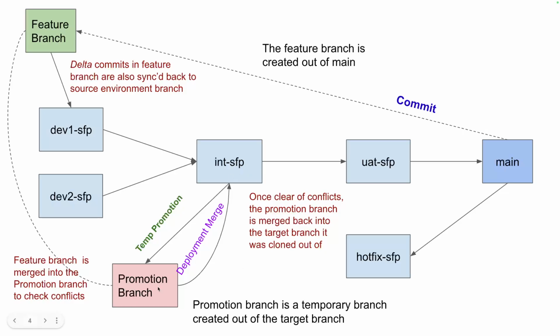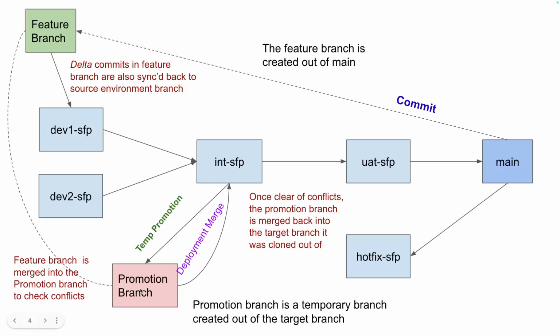So what we do is we accumulate all of our features. Let's say I'm deploying 10 user stories. They all one by one get merged into the promotion. It's like delivering one box or delivering 100 boxes. I'm going to deliver it, put them all into the promotion, and then have a single merge back into int. And then the promotion is only necessary for that single deployment into int.